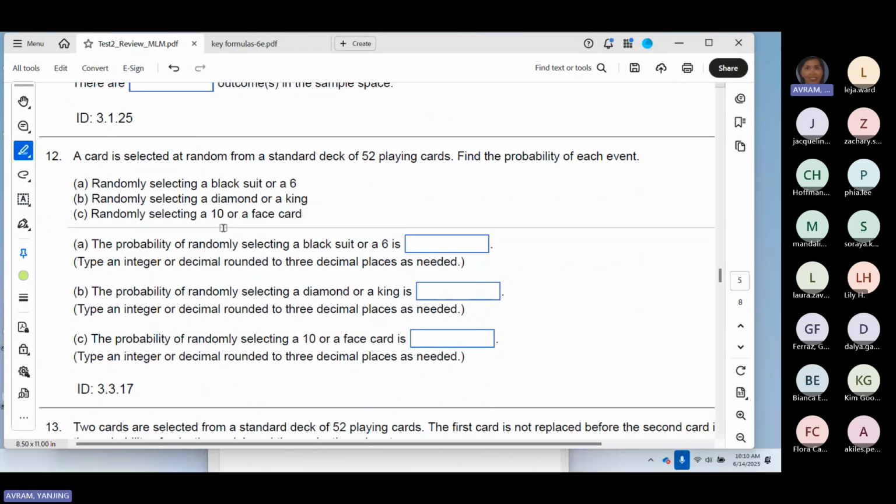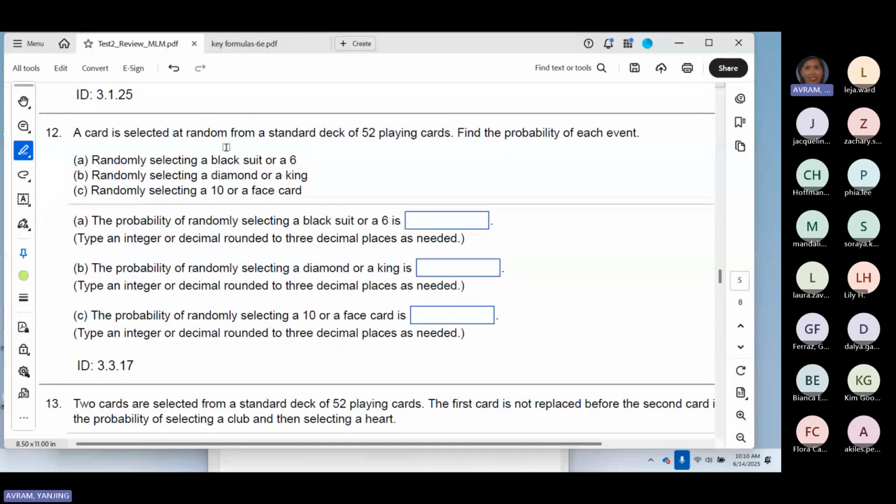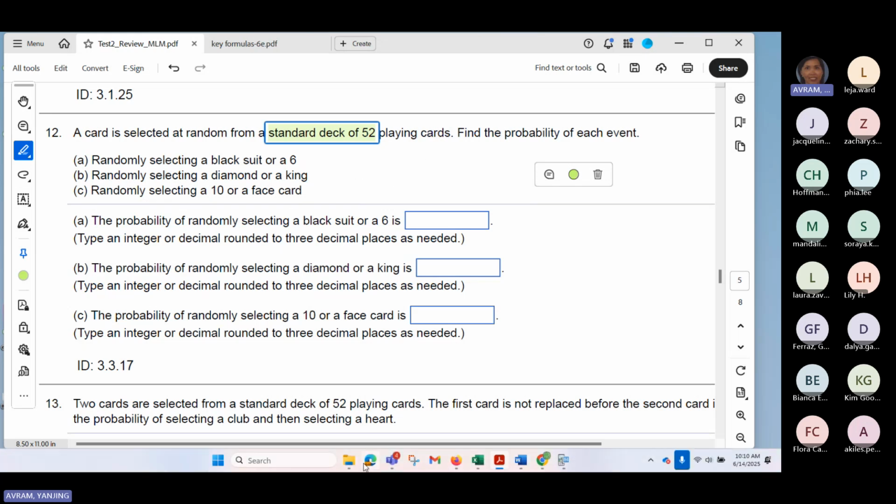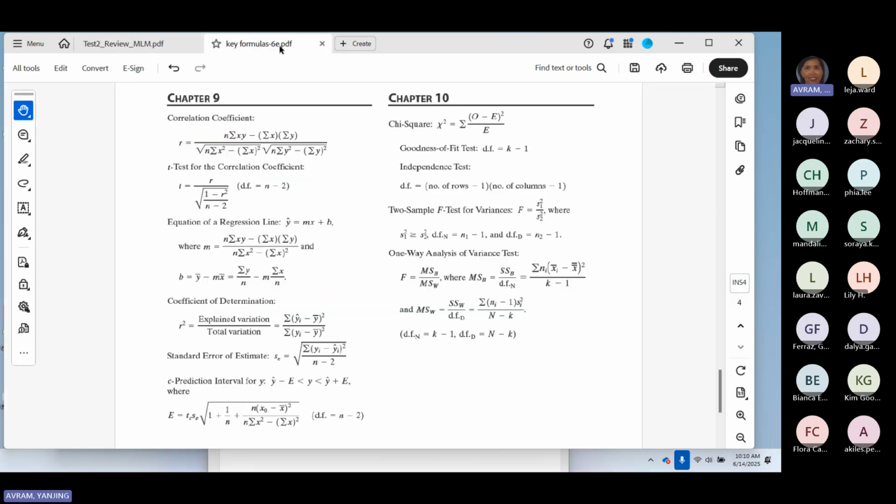Okay, let's look at number 12. A card is selected at random from a standard deck of 52 playing cards. A standard deck means it doesn't include jokers. Find the probability of each event. Some people say, I never played cards before. How do I answer this one? Well, unfortunately, in this probability chapter we use a lot of playing cards. So I think I posted a picture somewhere in the formula area.